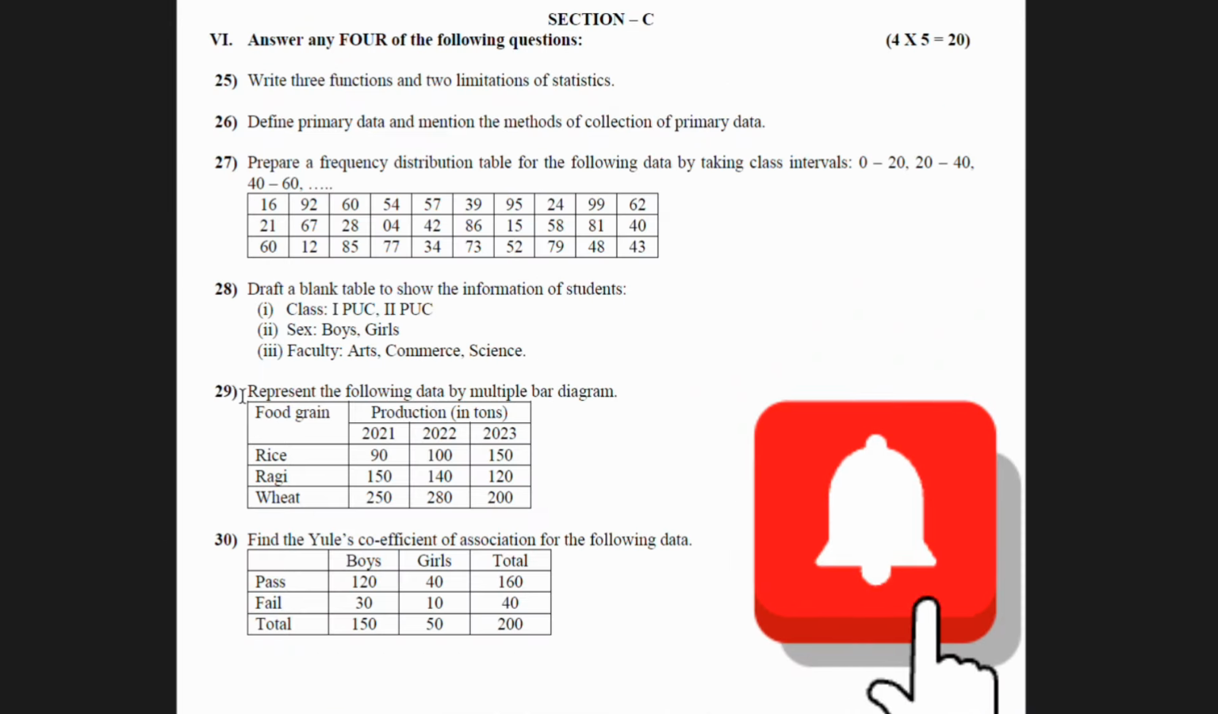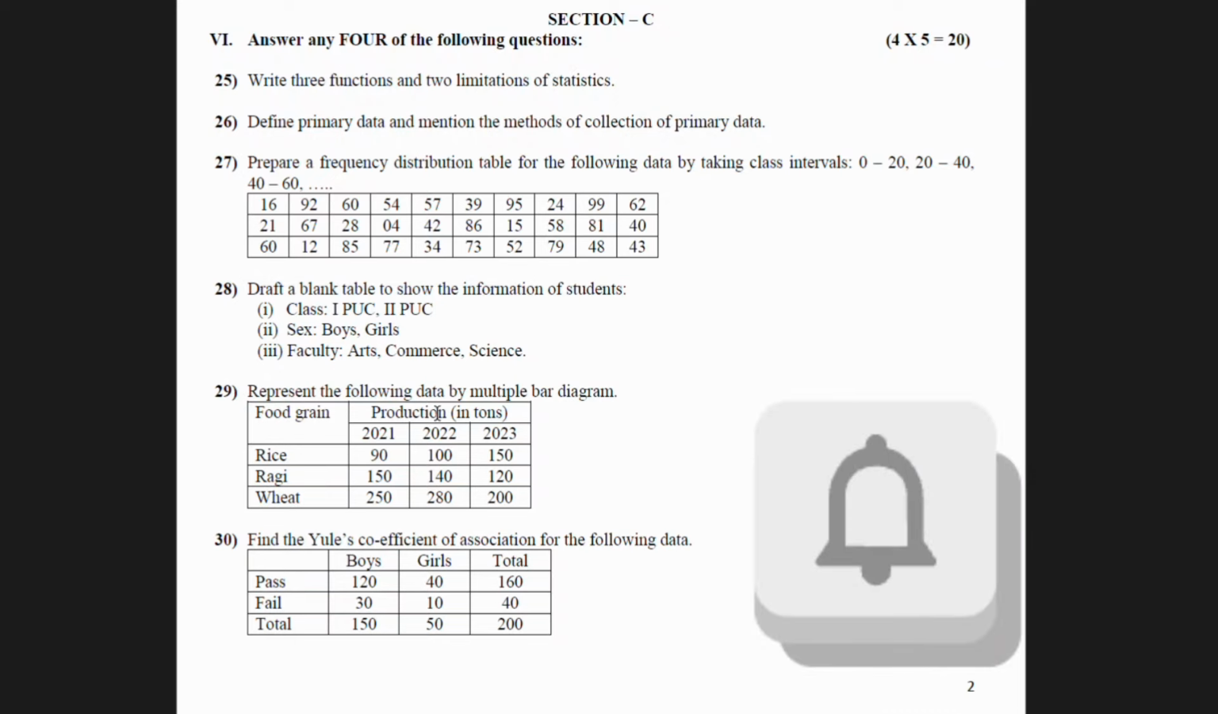Next, the 29th: represent the following data by a multiple bar diagram. What are the given things here? Food grain: rice, ragi, wheat, and production in tons. Three years are given here: 21, 22 and 23. So rice for 3 years, ragi for 3 years and wheat for 3 years.